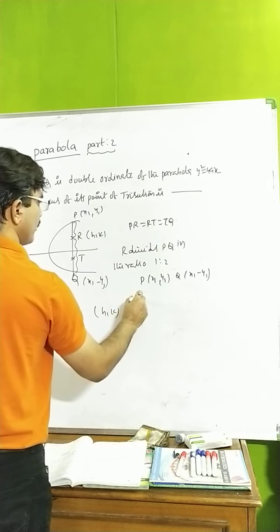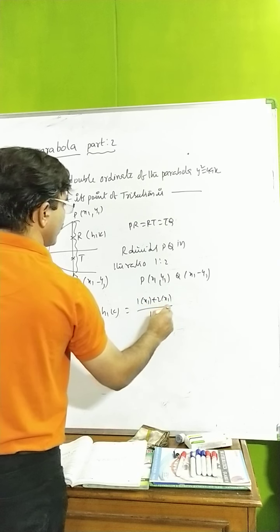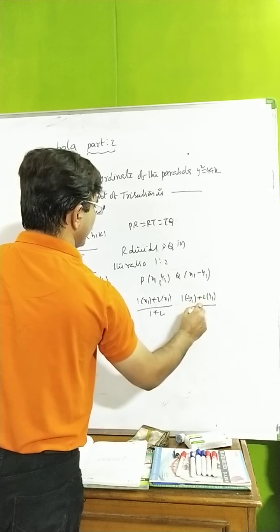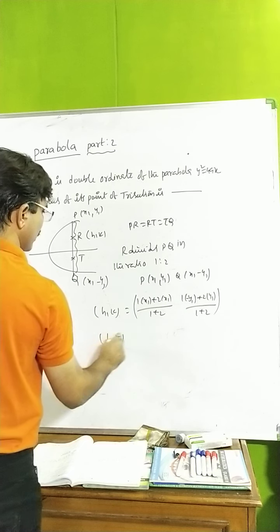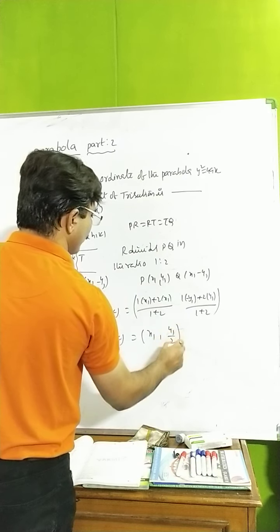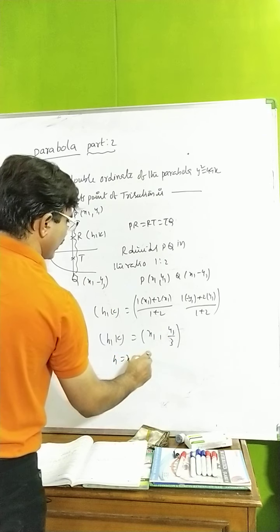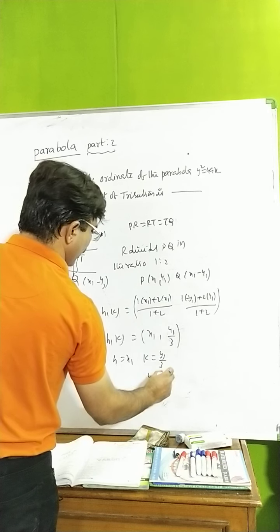What does (h, k) mean? It is (1 into x1 plus 2 into x1) divided by (1 plus 2), and (1 into minus y1 plus 2 into y1) divided by (1 plus 2). So (h, k) is equal to x1 and y1 by 3. Here h is equal to x1, k is equal to y1 by 3, or y1 is equal to 3k.